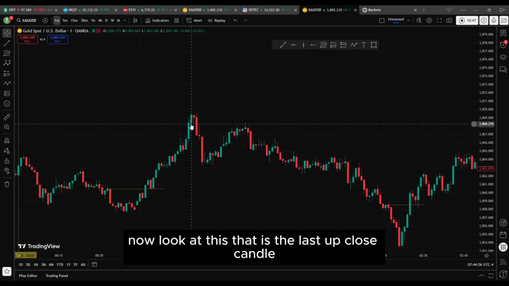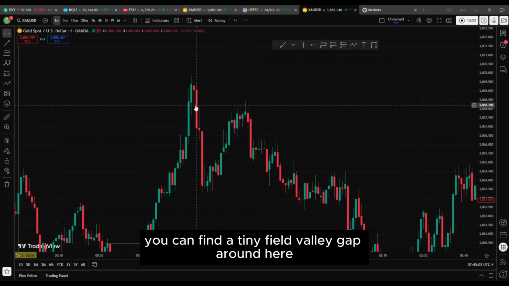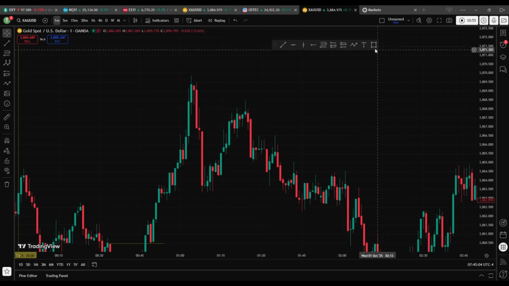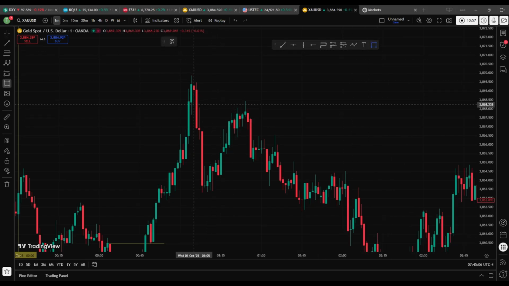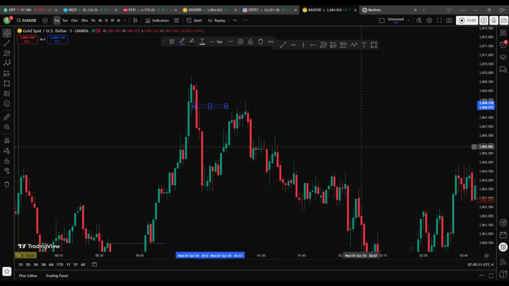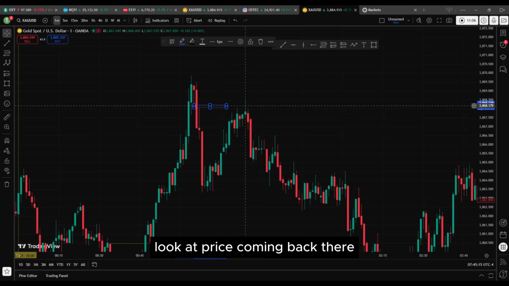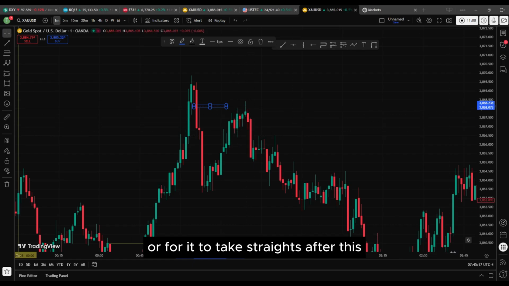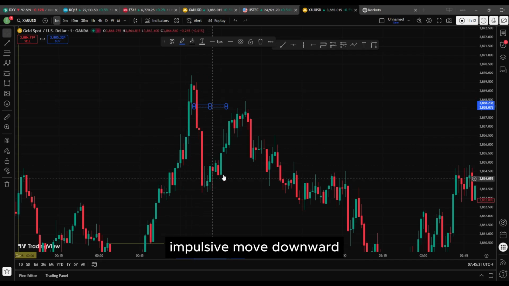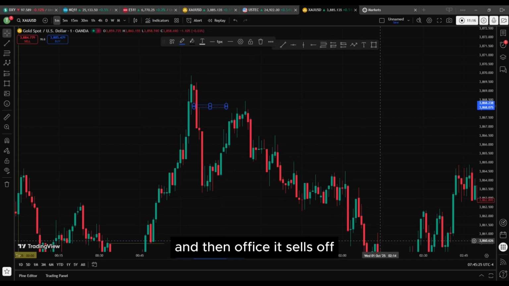Now look at this. That is the last up close candle. And if you look here deeper, you can find a tiny fair value gap around here. See, a tiny fair value gap forming around here. I mean, this is just as simple as it can get. You look at price coming back there, and then it takes off straight after this impulsive move downward. You see, price gradually comes back here, and then it sells off.